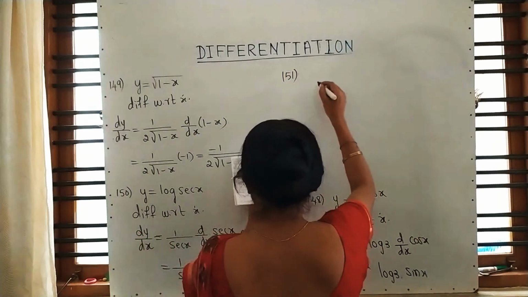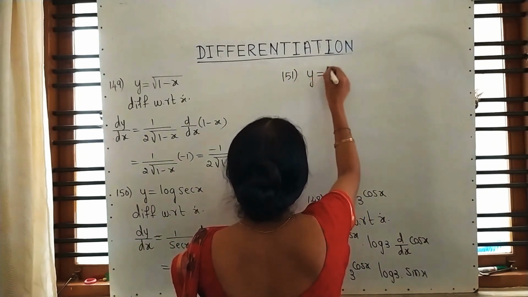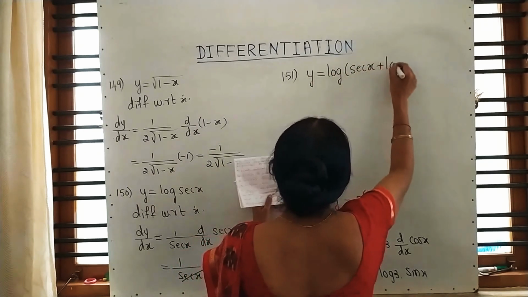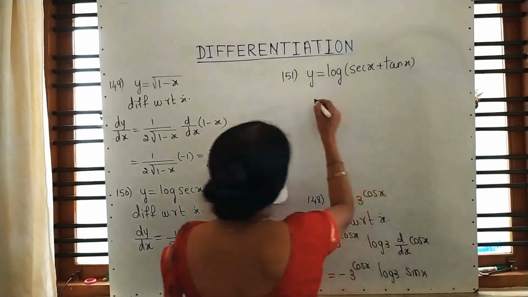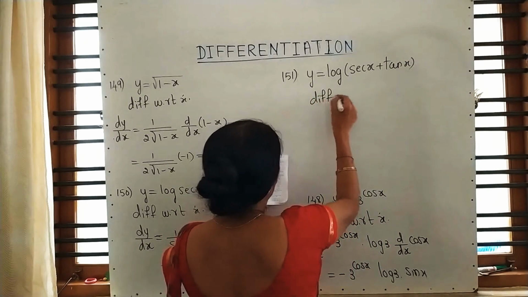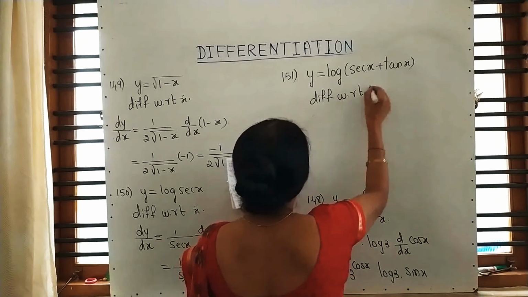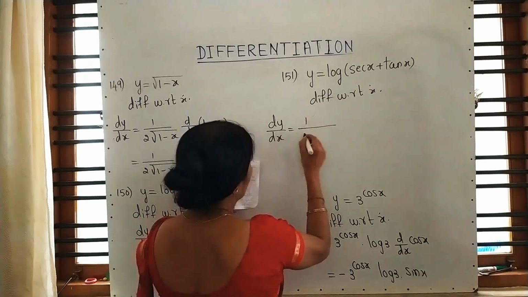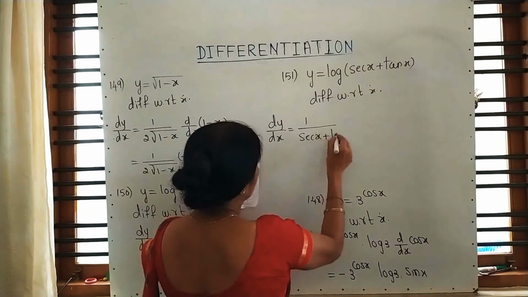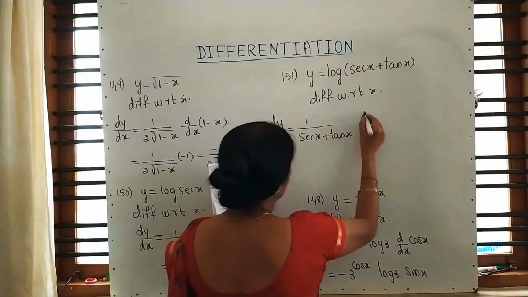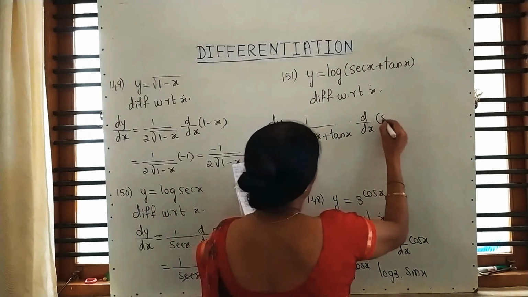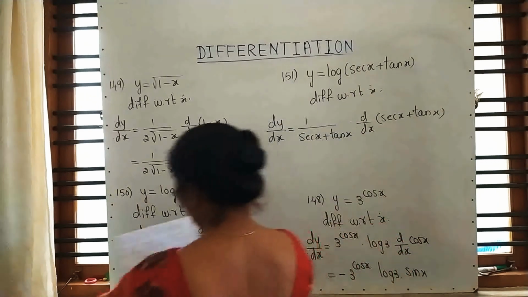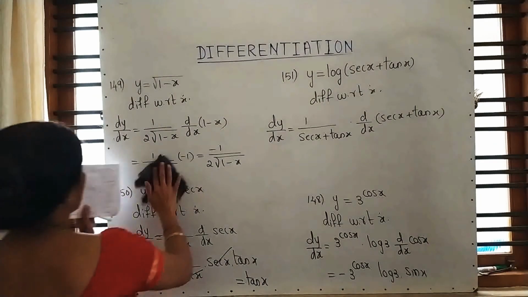151. Y is equal to log of sec x plus tan x. See, again it is in the form of log x. Dy upon dx is 1 upon sec x plus tan x into differentiation of sec x plus tan x. Correct or what?